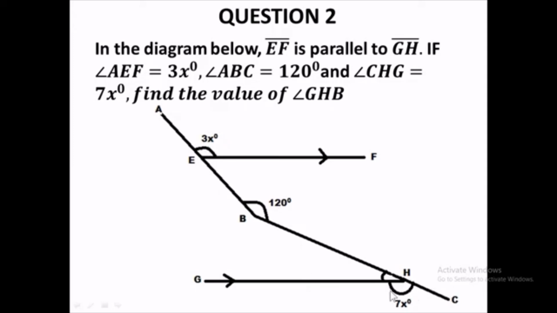Then this angle here is 7x. You'll be able to find this remaining angle here using angles on a straight line. Then the sum of angles in a triangle will help you solve that angle. So that's the clue I'm giving you.